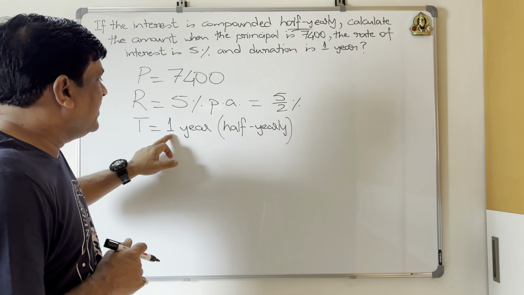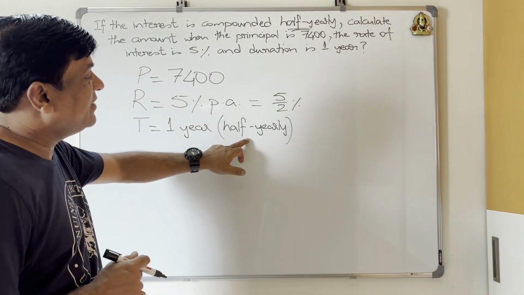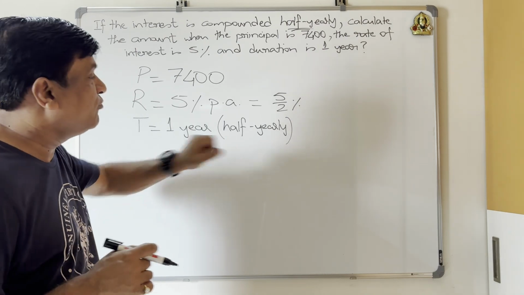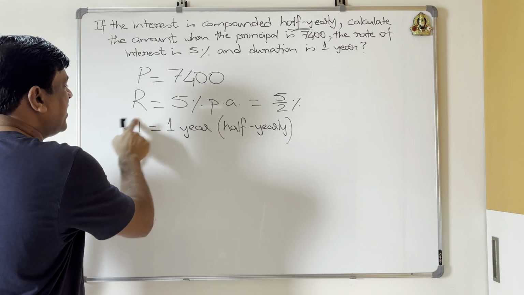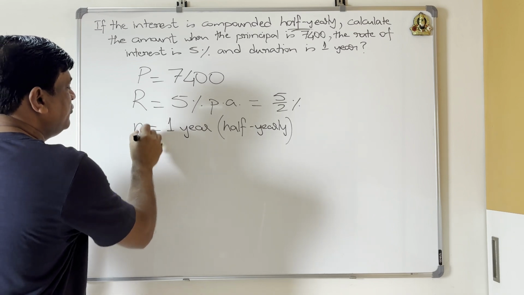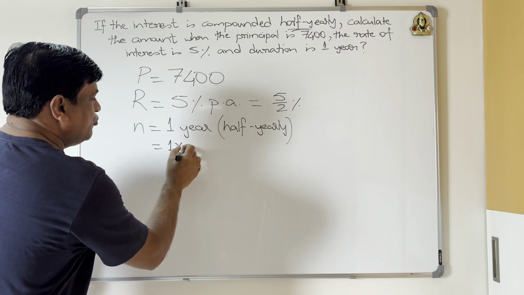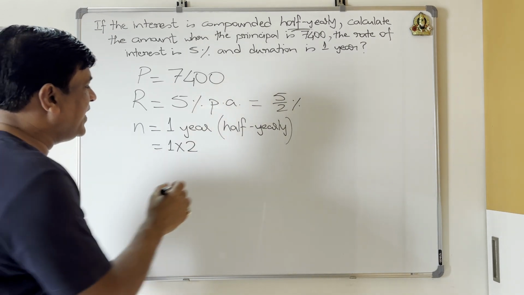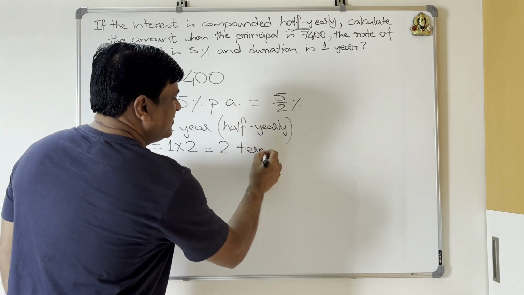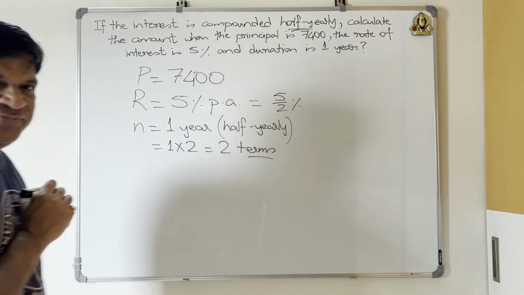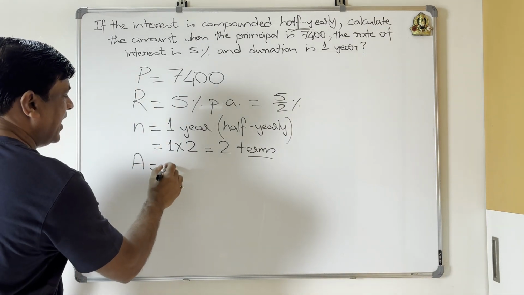Now in the case of time, they have mentioned 1 year, but it is again calculated half yearly. So what do you need to do? For compound interest we use n, not t. So n will become 1 into 2. Remember, you need to take two terms of 6 months each when doing the problem. Understood? Now what do you need to find? You need to find the amount.